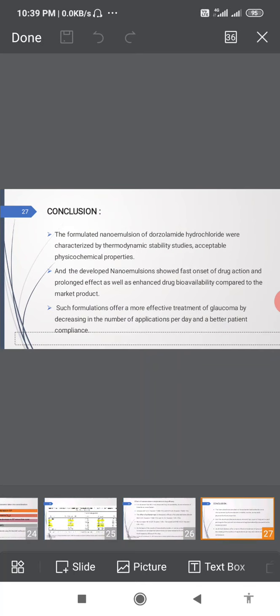Conclusion. From the above study, the author concludes that the formulated nanoemulsions of dorzolamide hydrochloride were characterized by thermodynamic stability studies and acceptable physicochemical properties, and the developed nanoemulsions showed a fast onset of drug action and prolonged effect, as well as enhanced drug bioavailability compared to the market product. Such a formulation offers more effective treatment in glaucoma, decreasing the frequent instillation and increasing patient compliance.